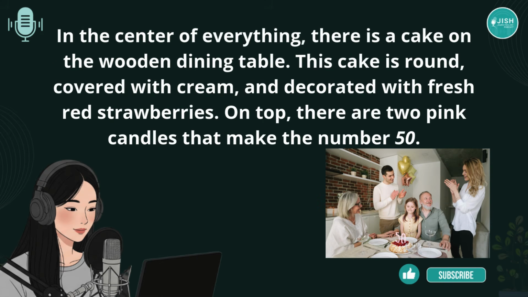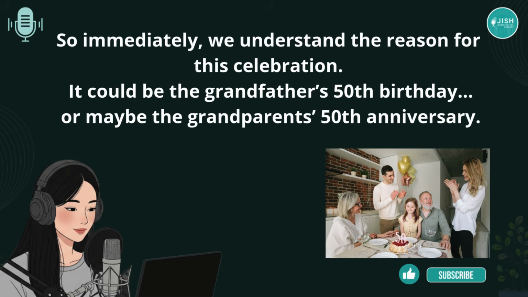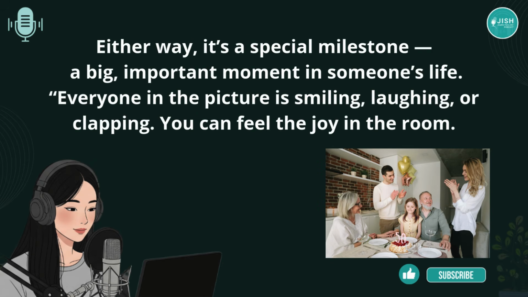In the center of everything, there is a cake on the wooden dining table. This cake is round, covered with cream, and decorated with fresh red strawberries. On top, there are 2 pink candles that make the number 50. So immediately, we understand the reason for this celebration. It could be the grandfather's 50th birthday, or maybe the grandparents' 50th anniversary. Either way, it's a special milestone, a big, important moment in someone's life.